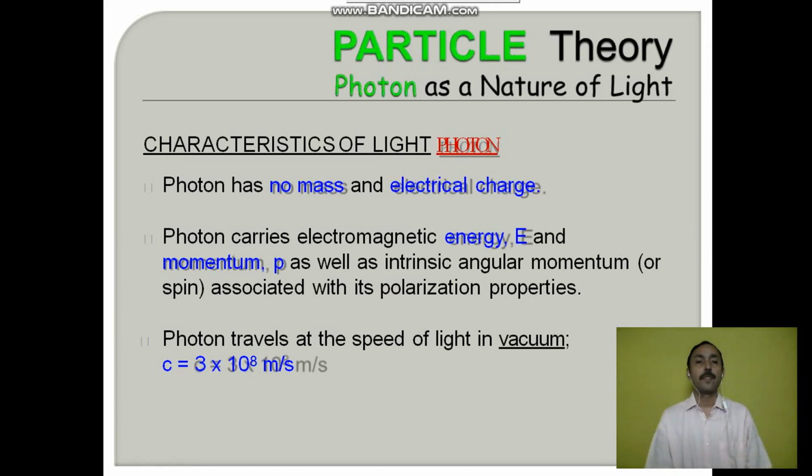Characteristics of photon: the photon has no mass and electrical charge. Photon carries electromagnetic energy E and momentum P, as well as an intrinsic angular momentum or spin associated with its polarization properties. Photon travels at the speed of light in vacuum, that is equal to 3 into 10 to the power 8 meter per second.